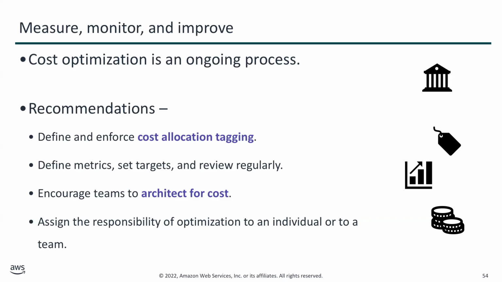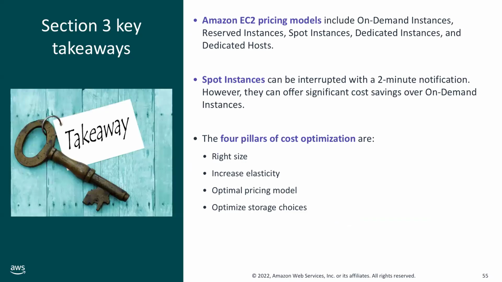Define metrics, set targets, and review them regularly. Encourage teams to architect for cost, right? So when other teams are building these things, we should always encourage, let's go for cost optimization. Think about cost optimization before starting to work with or use Amazon resources, right? It's also a good idea to give this responsibility to an individual or a team who continuously monitors this cost optimization in a periodic manner, right?